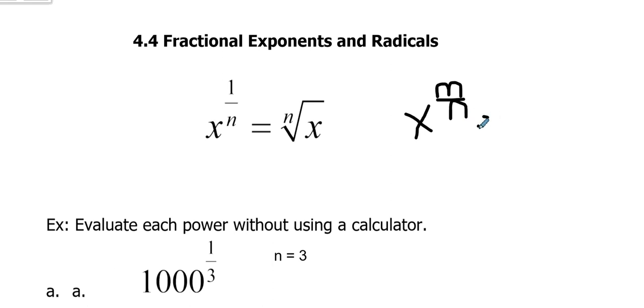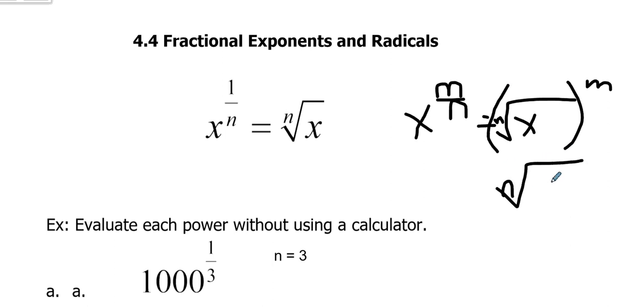So this one here, we have x to the 1 over n is equal to the nth root of x. So your denominator becomes an index. Your numerator becomes an exponent. So in this case, I could have x with a root of index n, and then this would be to the power of m. So the whole thing to the power of m. Or you can have it as the nth root of x to the power of m underneath. Either way is fine. So let's evaluate a couple of these questions.